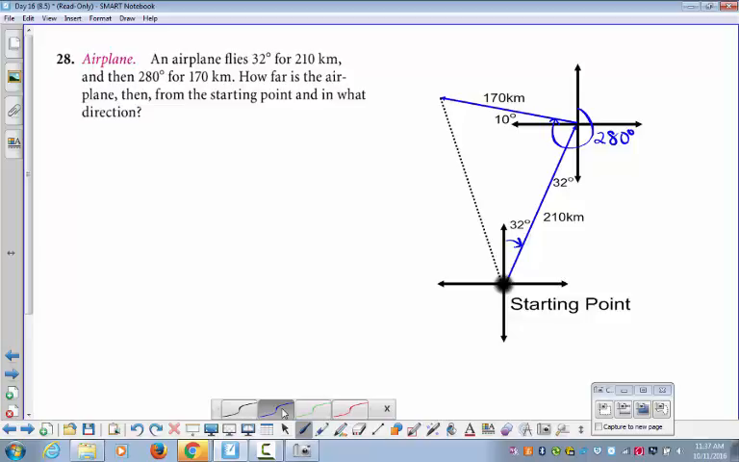That's how you get the 10. So it tells us that we're flying at 280, which is all the way to there, so that backs off 10 to the horizontal. Yes, that's right. Those are opposite interiors, so that's 32. Exactly.